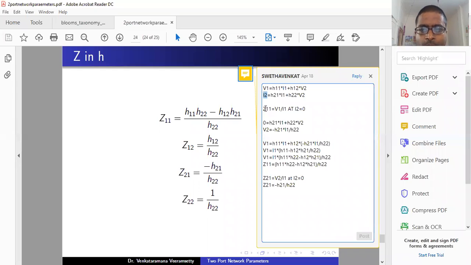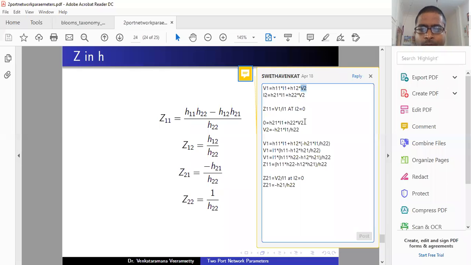Once you keep I2 equal to 0 here, then 0 equal to H21 into I1 plus H22 into V2. And from here, actually I want the V1 by I1. In the first equation, we have the V1 and I1, but we also have the V2. If you are able to find the V2 in terms of the I1, then we can easily calculate the V1 by I1 ratio. So first thing is we need to find the V2 value in terms of the I1.